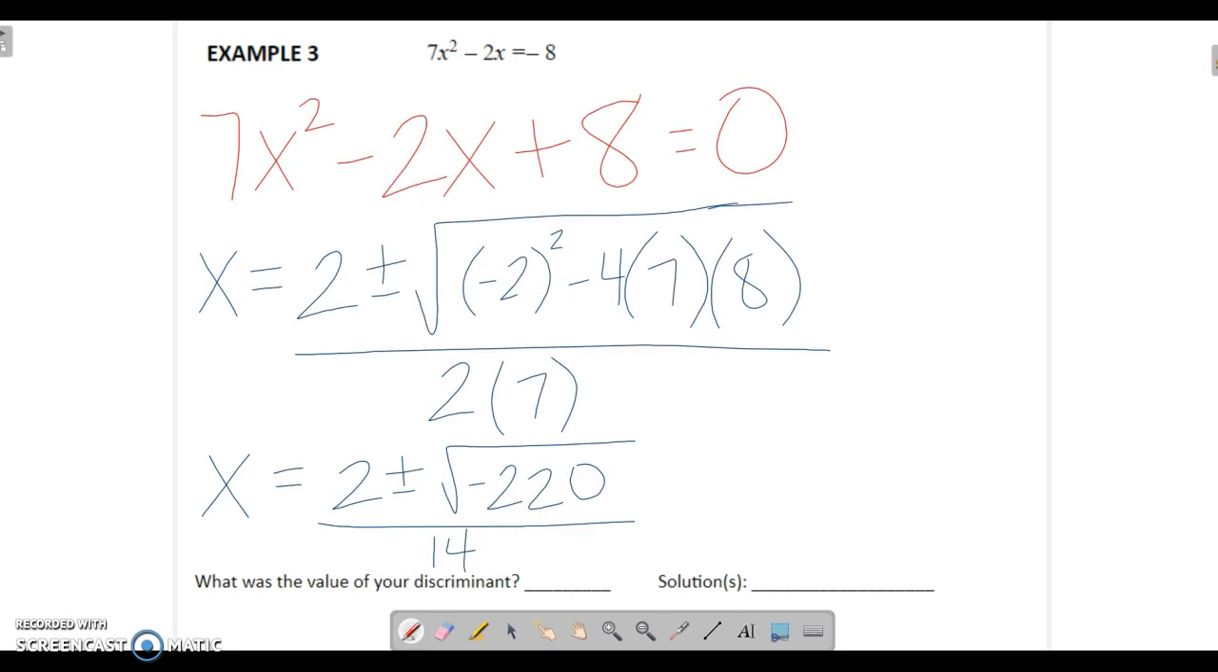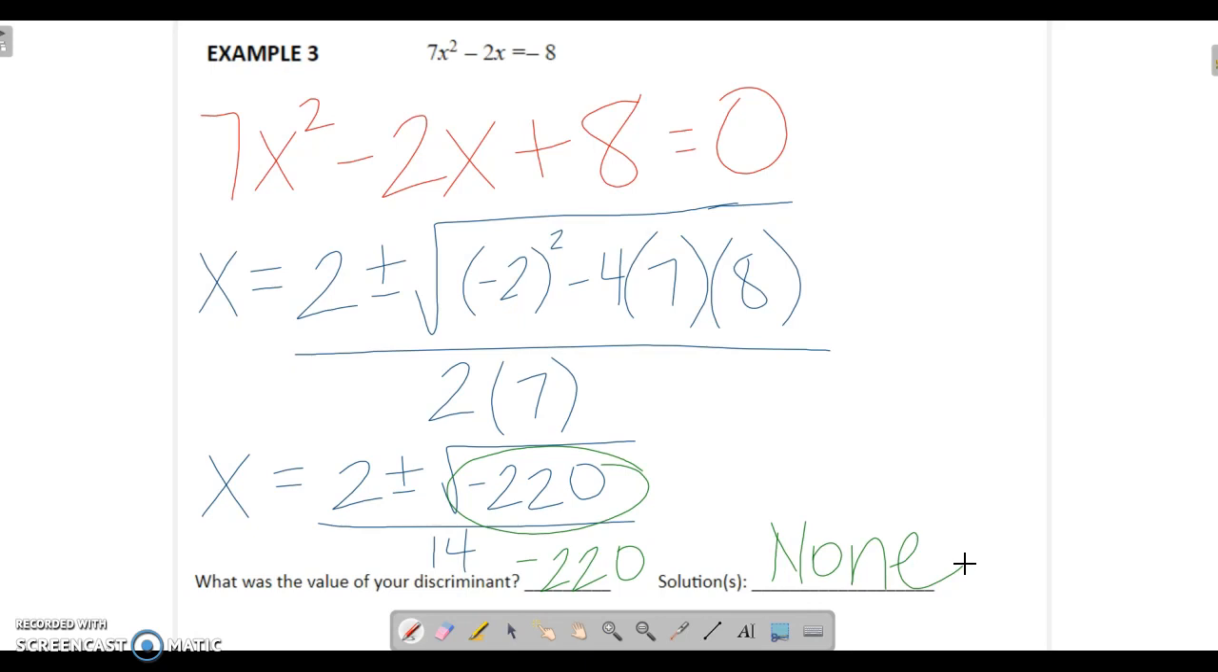Okay, so after you added 8 to both sides, had it set equal to 0, and plugged it into the quadratic formula, the biggest thing that should stand out to you is that you got a discriminant of negative 220. And if you were to type that in your calculator, taking the square root of a negative doesn't work. So in this situation, a negative discriminant, we would have no solutions.